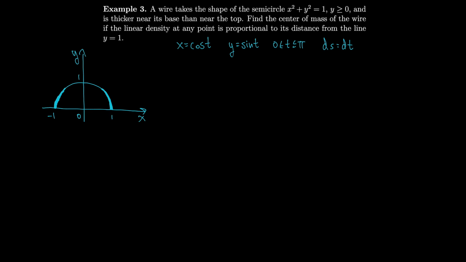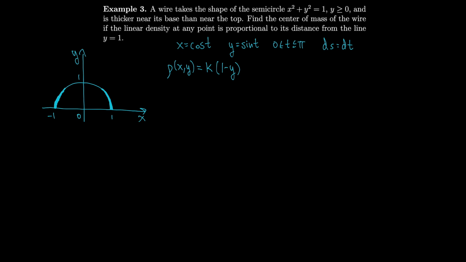So we need the density that we're going to integrate. So we have rho of x y, and they told us that the linear density is proportional to its distance from the line y equals 1. Because it's proportional, it needs to be multiplied by some constant k. And then the distance from the line y equals 1, well, that'll just be 1 minus y.